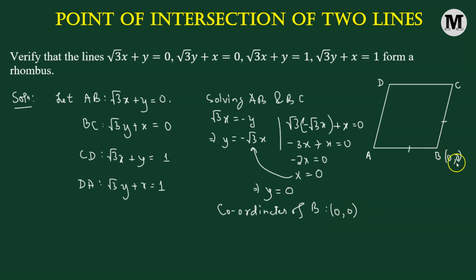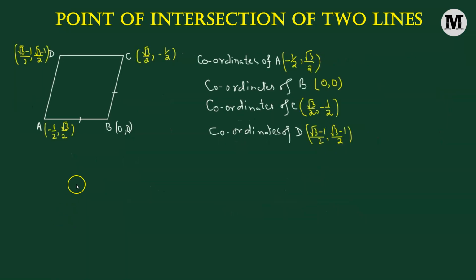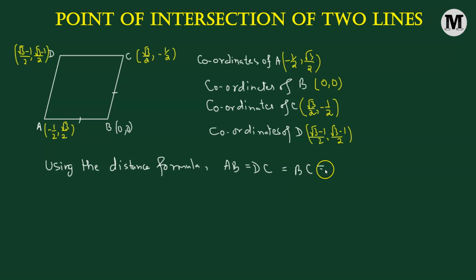Similarly, we can solve the sides BC and CD. That means there are two sides, and that is going to give us the coordinates of point C. So here we can use the distance formula. Using the distance formula, we can show that the opposite sides are going to be of equal length. We can show that AB is equal to DC, and that's also equal to BC equals DA. So all the sides are going to be equal, but this does not tell us exactly that ABCD is a rhombus, because ABCD could be a square as well, because the sides of a square are also equal.